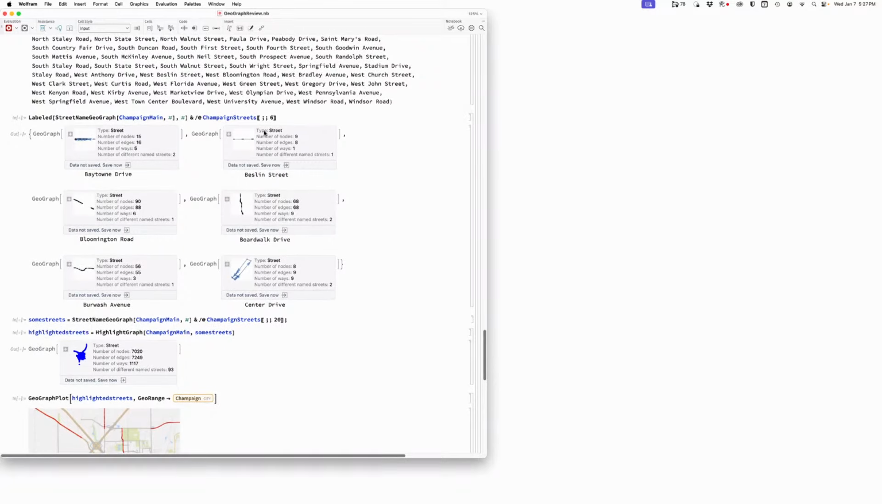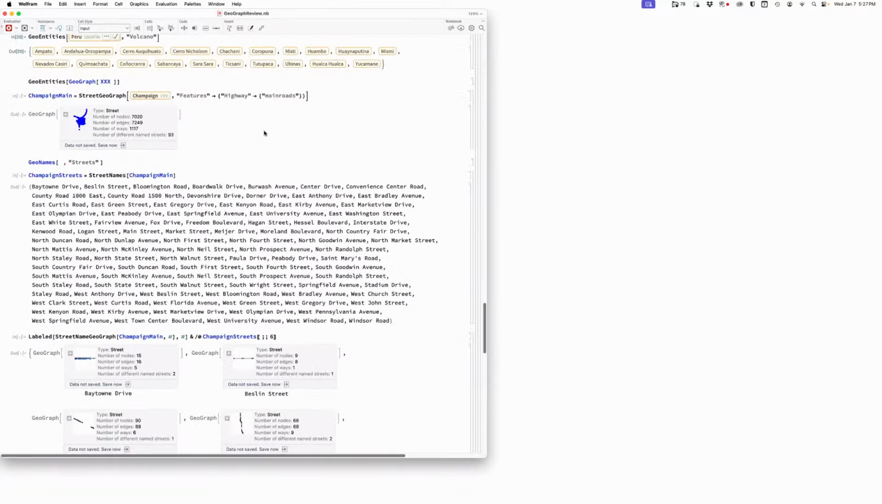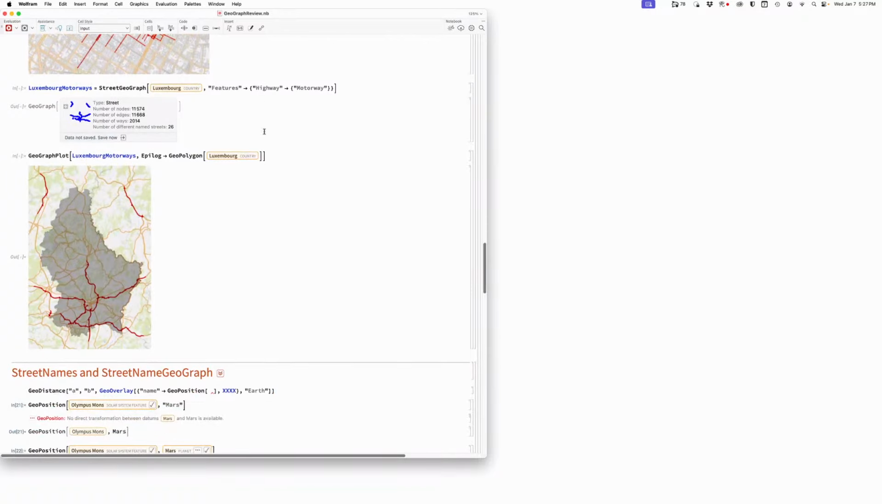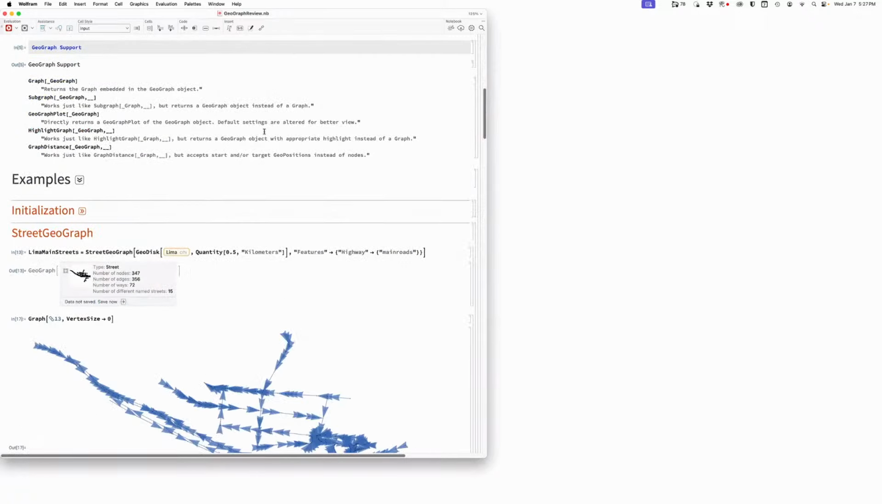So my understanding is there are IDs for these streets and things, right? Yes, so we have IDs for the nodes, IDs for the ways, and the edges are the connection between the node IDs.